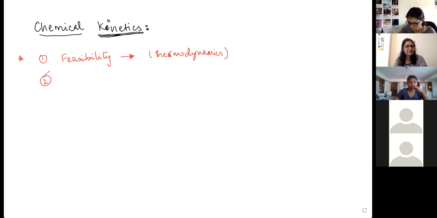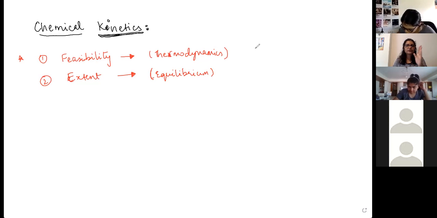The second thing is, you're going to be looking at the extent of the reaction. And this is something that you guys had dealt with in equilibrium chapter. So extent matlab, how far will the reaction go before the backward reaction takes over? Like, when does it achieve that equilibrium? So if it's towards the end of the reaction, then you can know that, okay, zyada products hi milenge. But if the equilibrium is achieved right at the beginning, then it's like, oh, we barely have any products. There's more reactants only because the backward reaction took over.